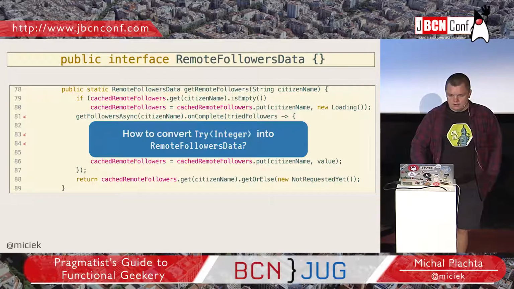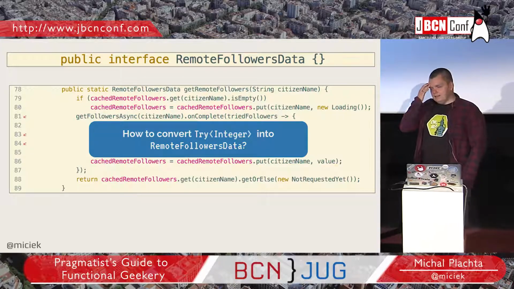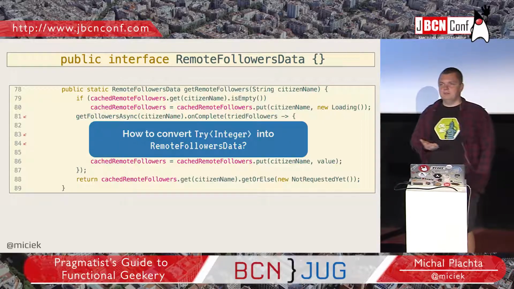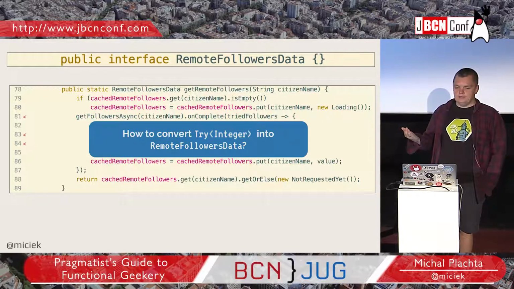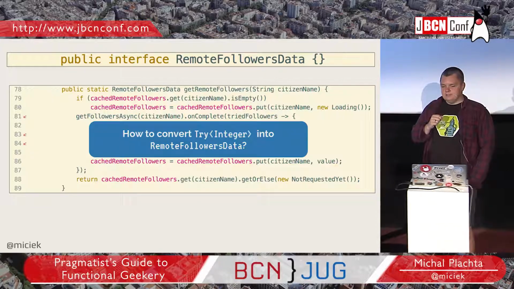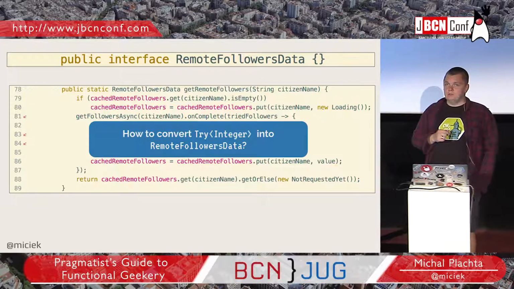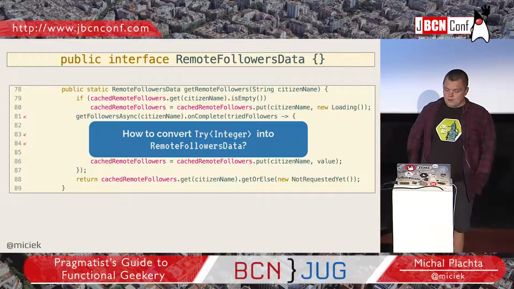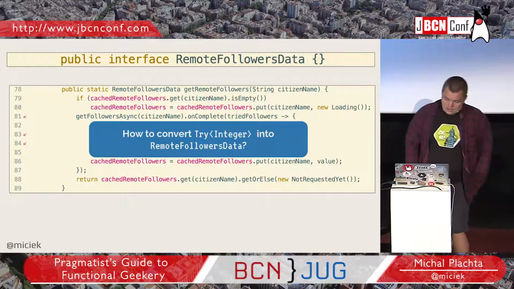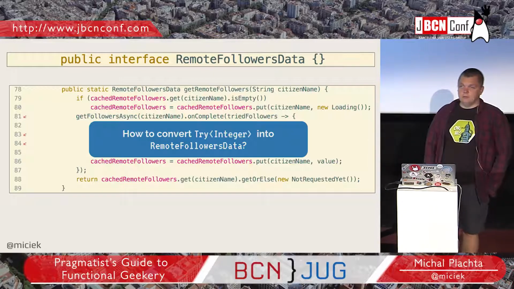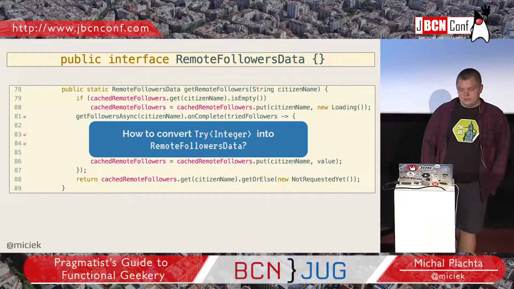But then we think about our clients and what can the client do with a public interface, an empty public interface? What can the client do with that? So yeah, we need to somehow think about that. But before we answer that question, let's find out what can we do in our own implementation, because we have a similar problem. We have try of integer in line 81, and what we need to do is create a new RemoteFollowersData based on that. So for example, Failed or Fetched or something like that, right?